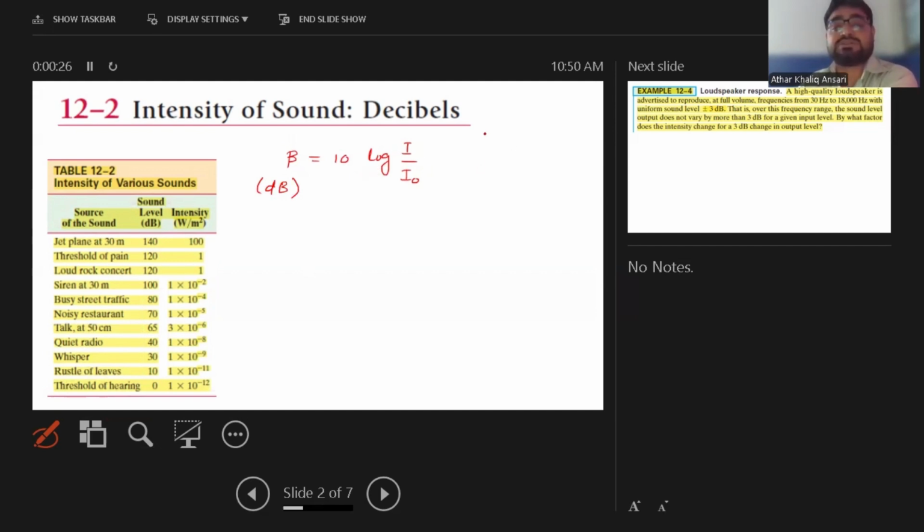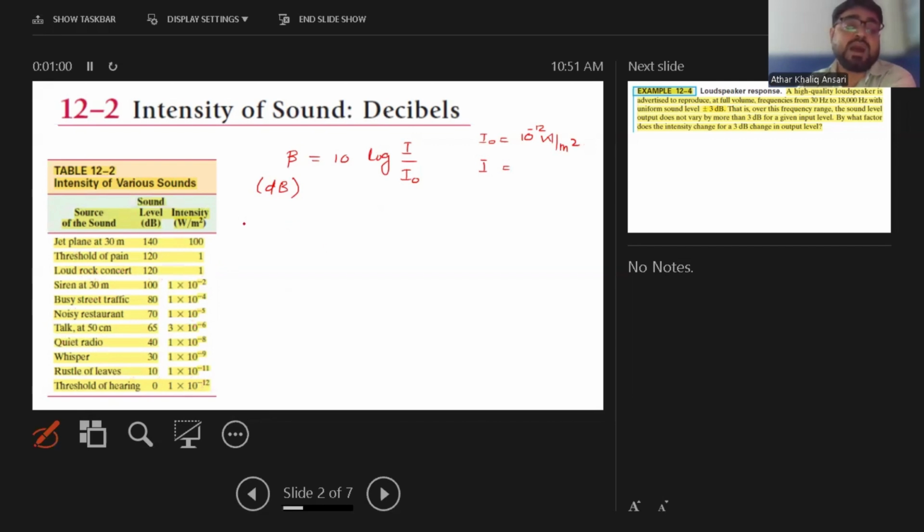What are these intensities? I naught is the minimum threshold of hearing, which is 10 to the power minus 12 watt per square meter. And I is any given intensity that you can see from the table. I for the jet plane is 100, for the loud rock concert is 1, for a busy street it's 10 to the power minus 4, for the rustle of a leaf it's 10 to the power minus 11, and for the threshold of hearing minus 12. So this is different for the different values.